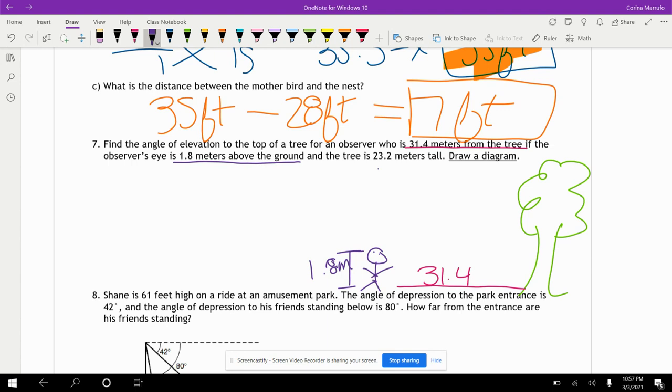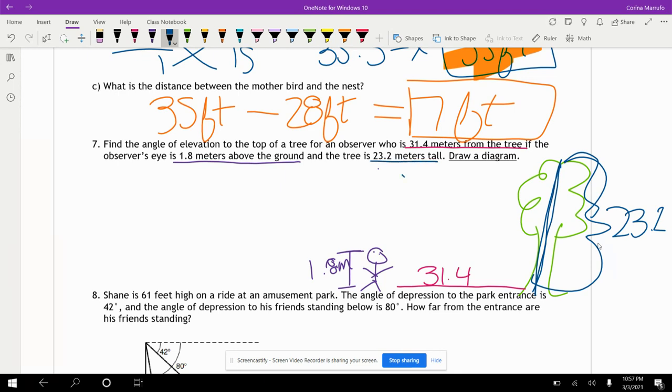And the tree is 23.2 meters tall. So this tree from here to here is 23.2 meters tall. Since this is his line of sight right here, I'm going to subtract the 23.2 and the 1.8 because that's where his eye is. So 23.2 minus 1.8 gives me 21.4.